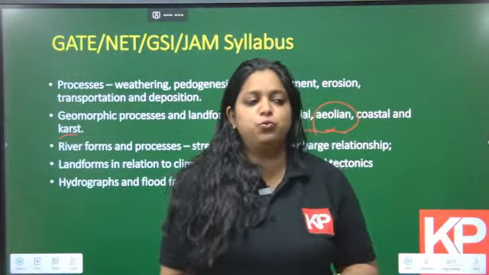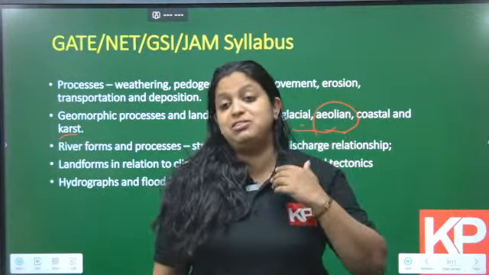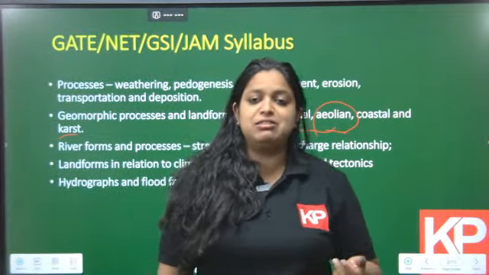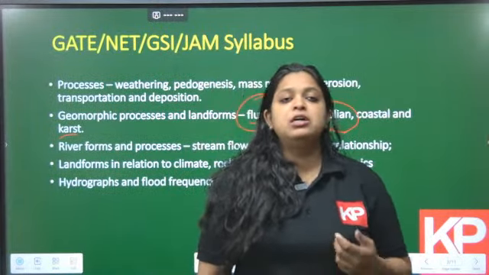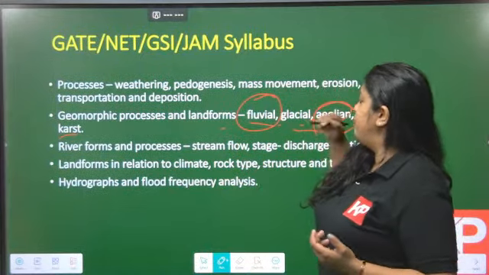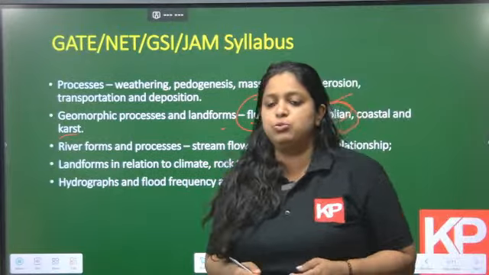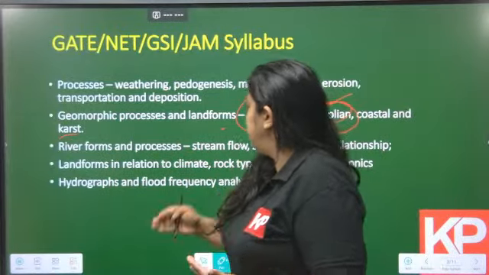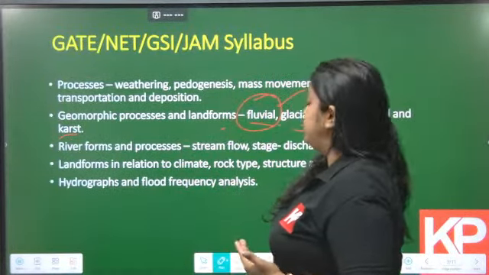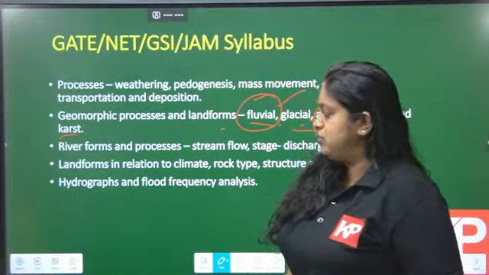The direction of wind for the formation of a dune, the amount of sediment supply required for the formation of a dune, etc. All these terms are very important when it comes to aeolian landforms. So I would say fluvial and aeolian are the most important geomorphic processes, and the landforms associated with these two conditions are more important than the other geomorphic processes.